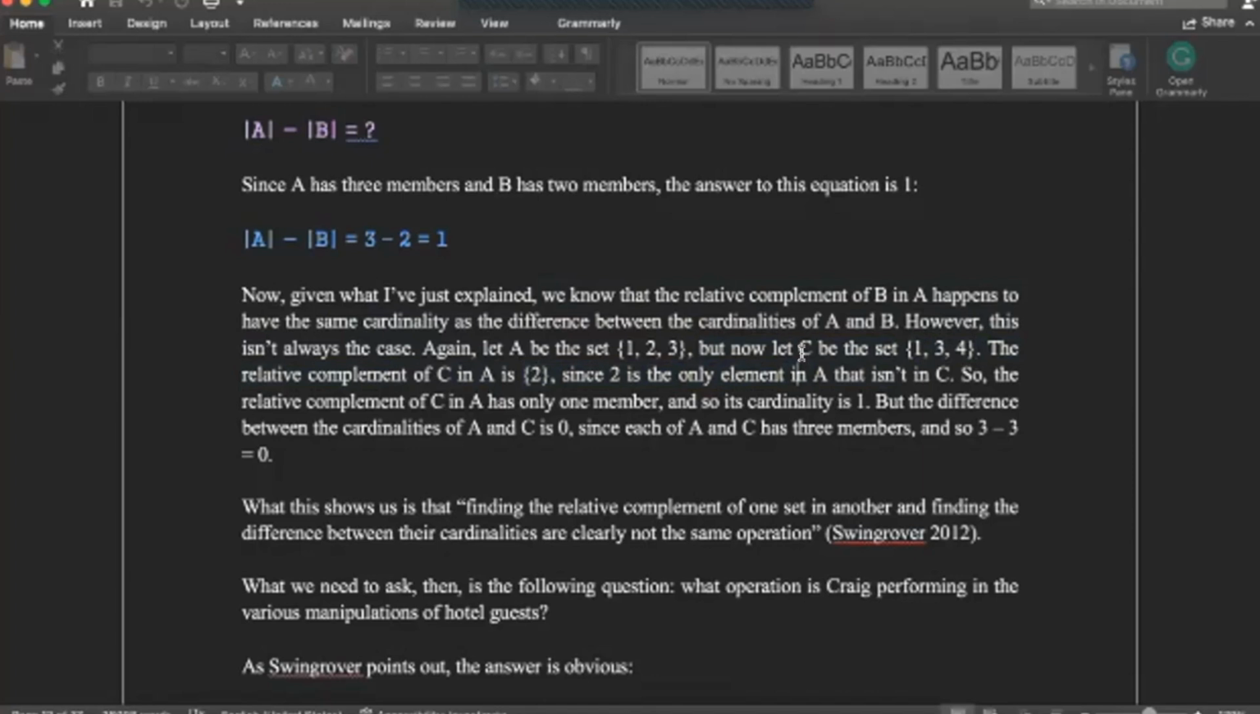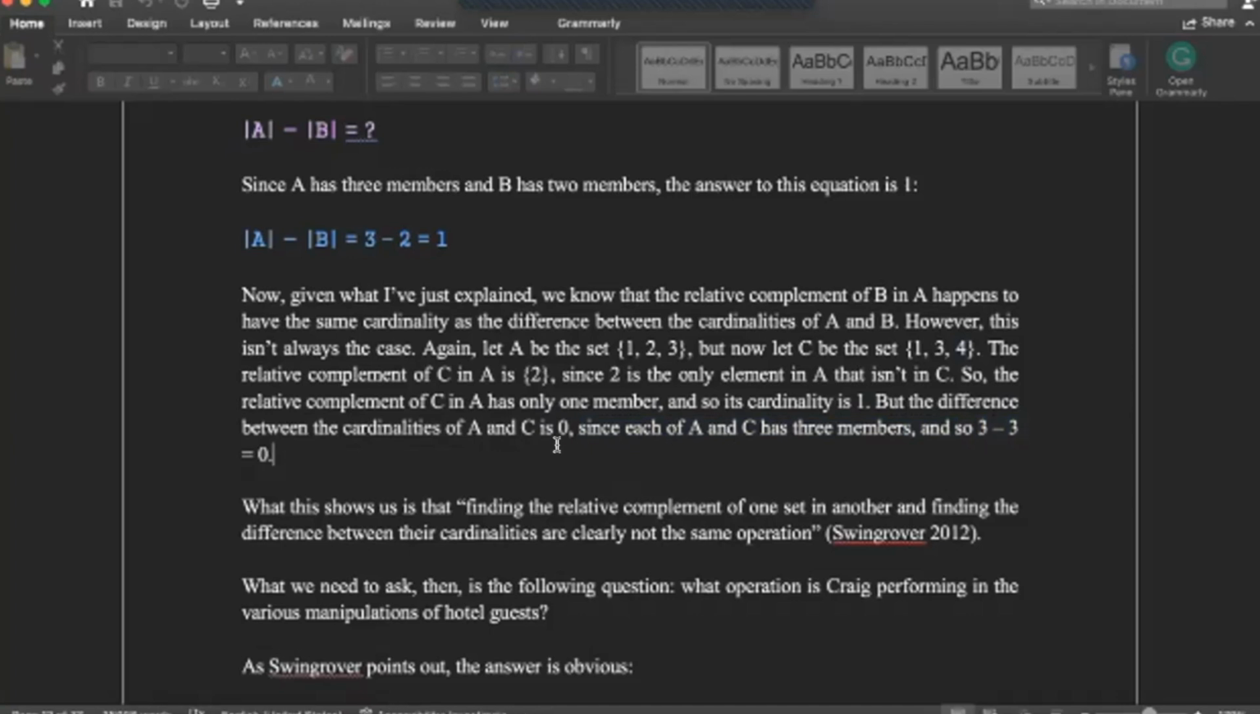Again, when you're doing set subtraction, you take away from the first set what it shares in common with the second set. So since 4 isn't shared in common, you just ignore that, right? 1 and 3 are shared in common, so you take those away from A, and you're just left with 2. So the relative complement of C in A has only 1 member, and so its cardinality is 1. But the difference between the cardinalities of A and C is 0, right? Since each of A and C has 3 members. And so 3 minus 3, again, if you recall from first grade, is 0.